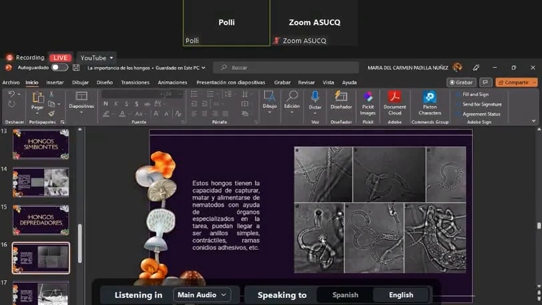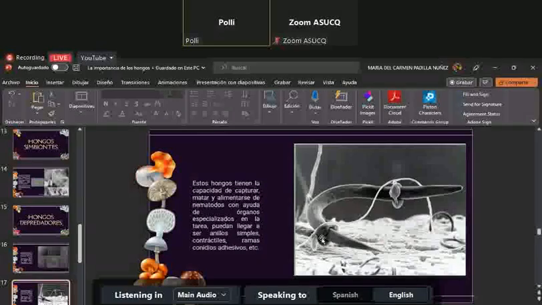Something really interesting is that, even if we can't believe it, these fungi have a very curious way of attracting their prey, which are nematodes. These are small, unsegmented worms from the soil, which are usually microscopic. Nematodes are really important in part of the trophic cycles of the soil, but they can also be pests. For this reason, these fungi can be used as a form of biological control.